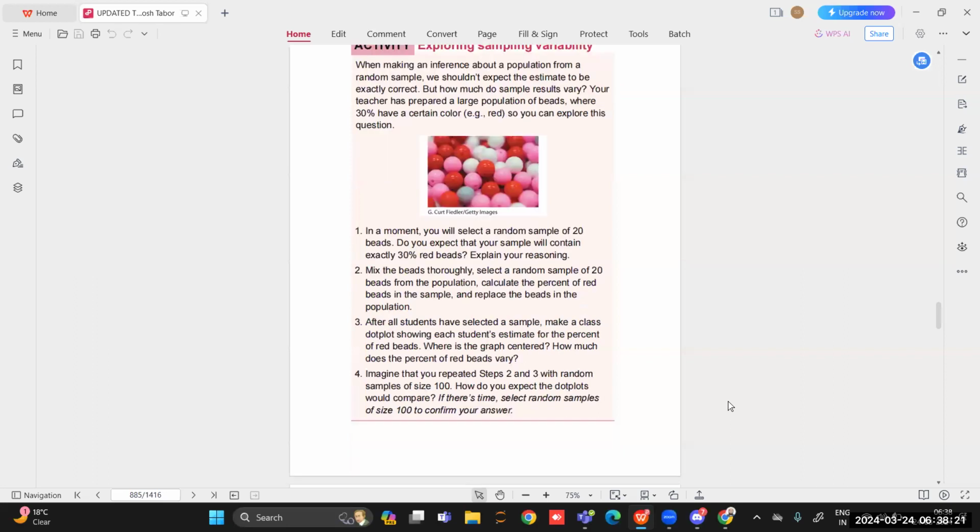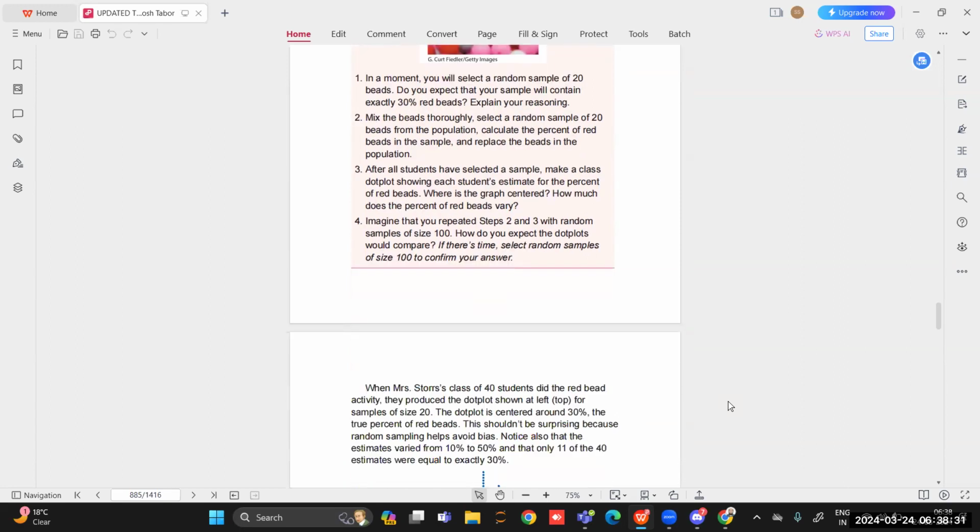So mix the beads thoroughly. Select a random sample of 20 beads of a population. Calculate the percent of red beads in the sample and replace the beads in the population. You can perform it at your home. After all students have selected a sample, make a class dot plot showing each student's estimate for the percent of red beads. Where is the graph centered? How much does the percent of red beads vary? You have to see the variation in the red beads of the different samples.